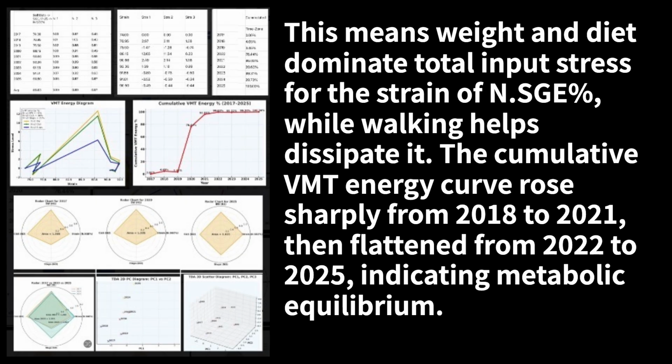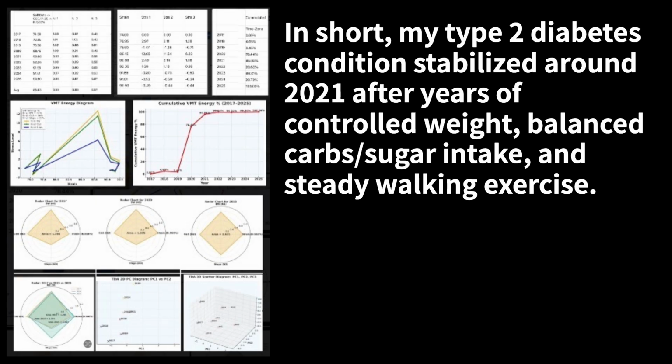walking helps dissipate it. The cumulative VMT energy curve rose sharply from 2018 to 2021, then flattened from 2022 to 2025, indicating metabolic equilibrium. In short, my type 2 diabetes condition stabilized around 2021 after years of controlled weight, balanced carbs, sugar intake, and steady walking exercise.